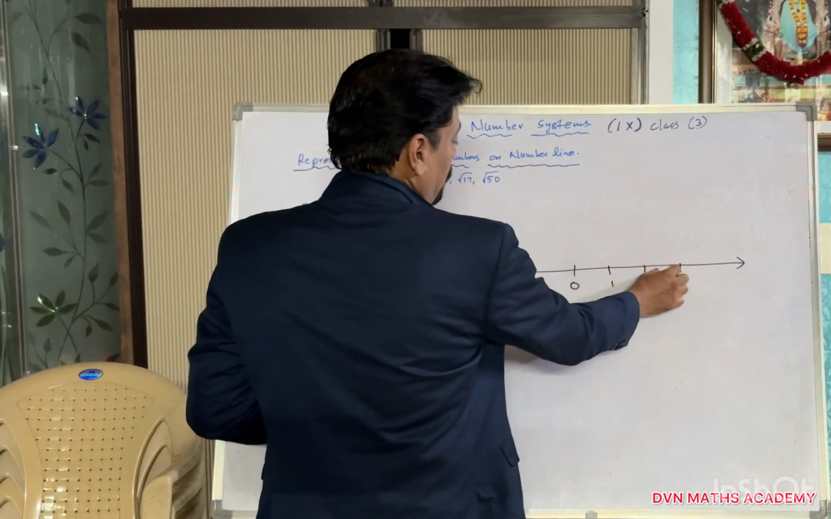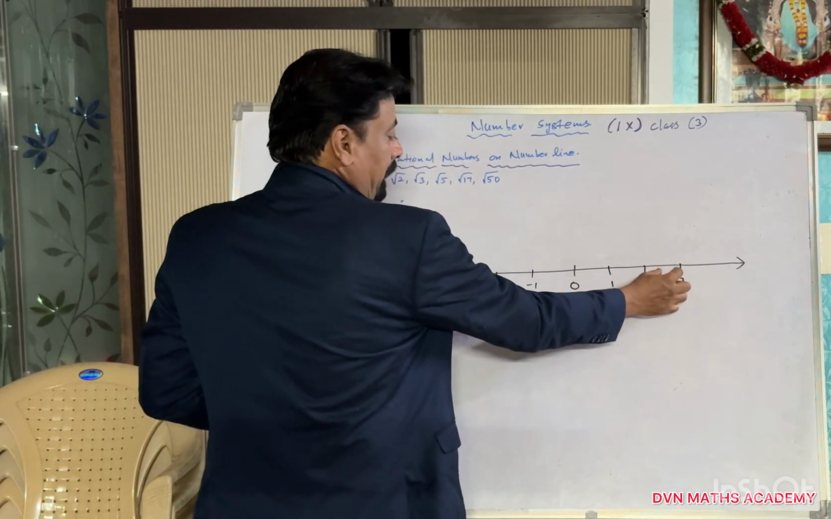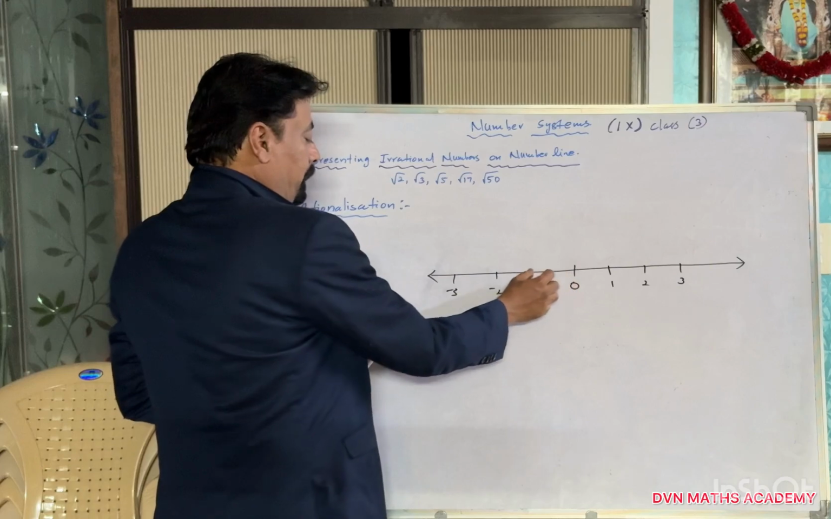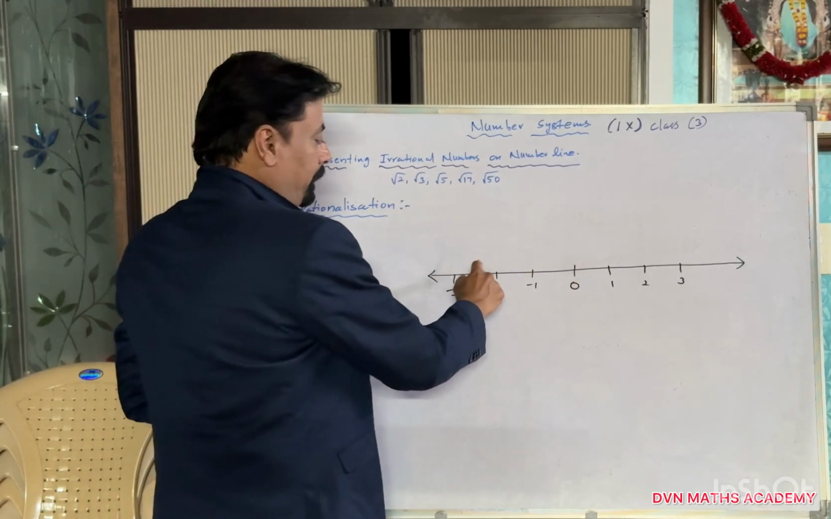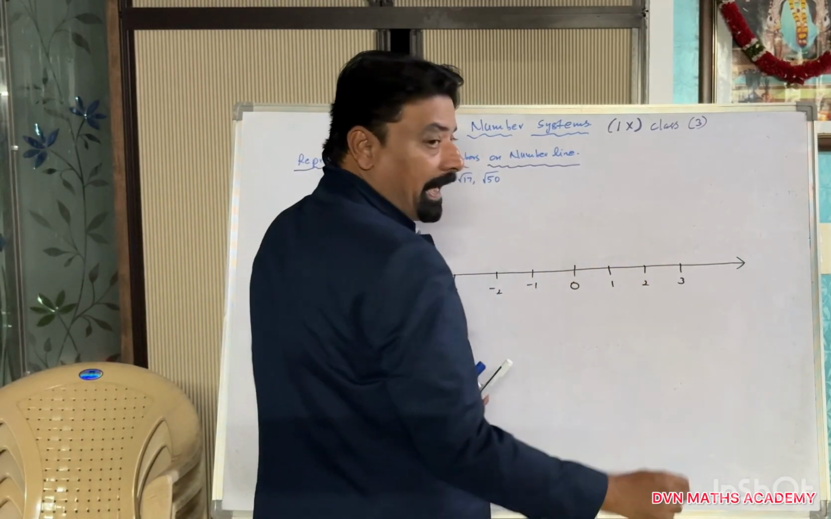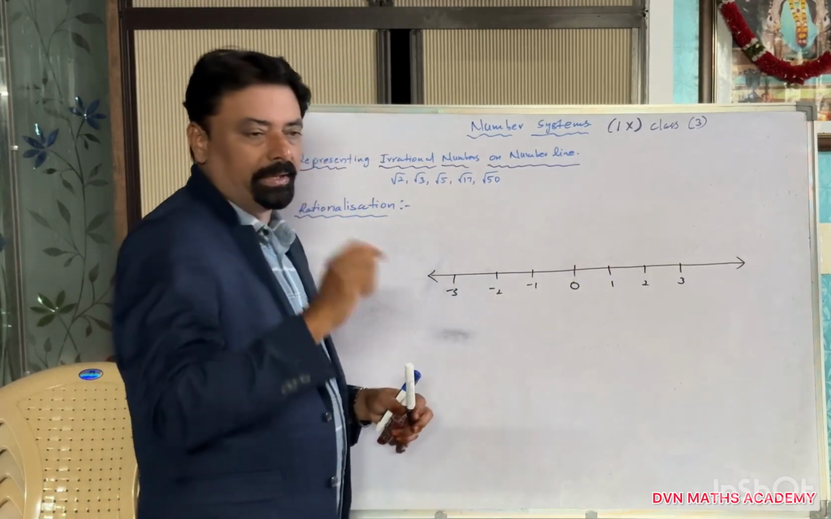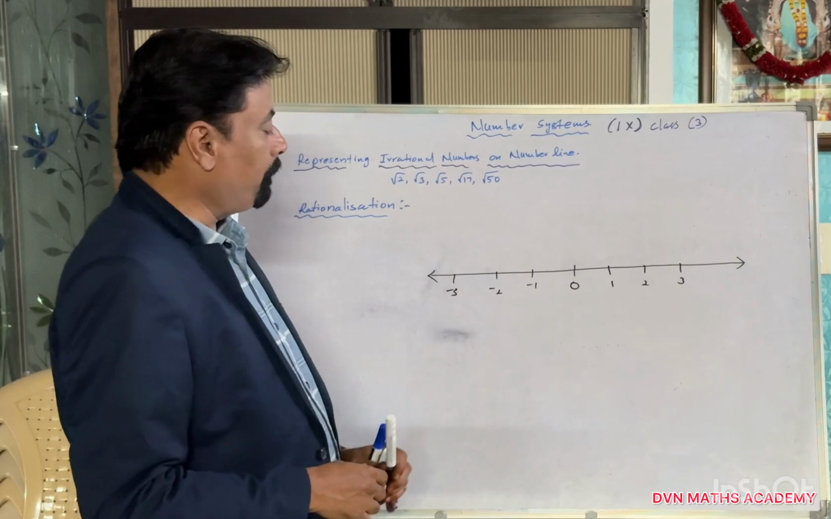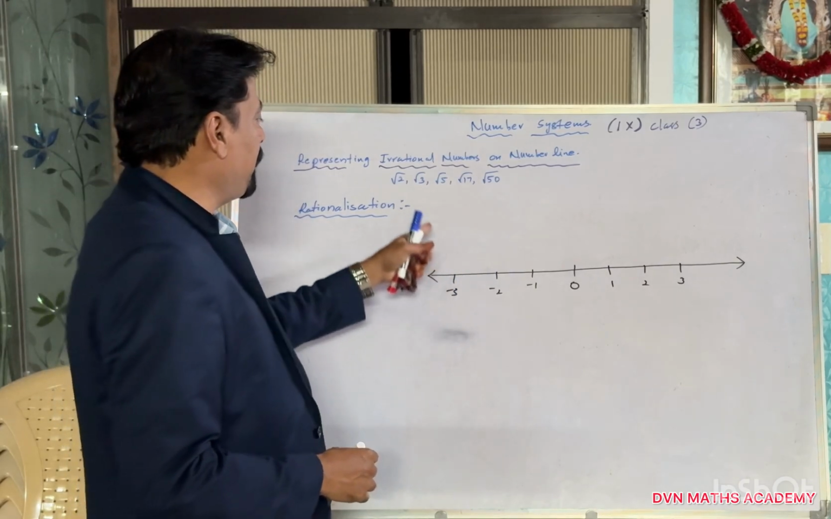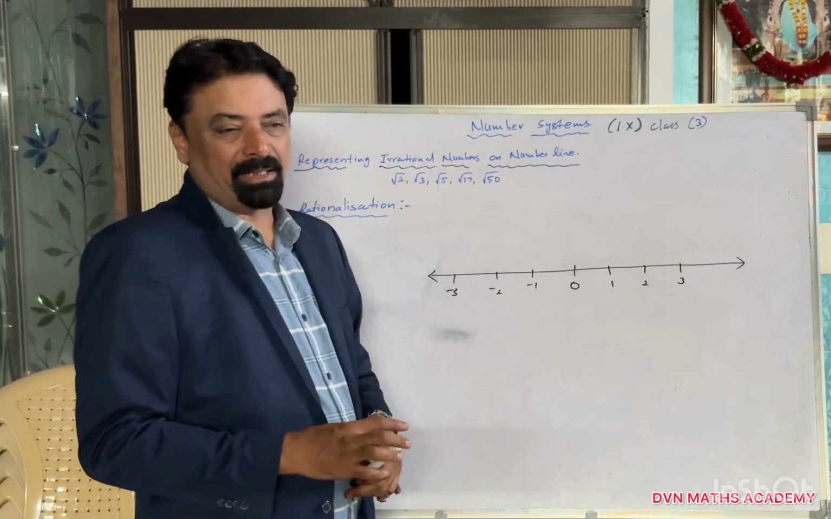These are all equal units. So first unit, second unit, third unit. This is also 1 unit, this is also 1 unit, and this is also 1 unit. These points will have equal distance. Each distance we are calling 1 unit. So this is the number line. On this number line, I want to represent root 2.